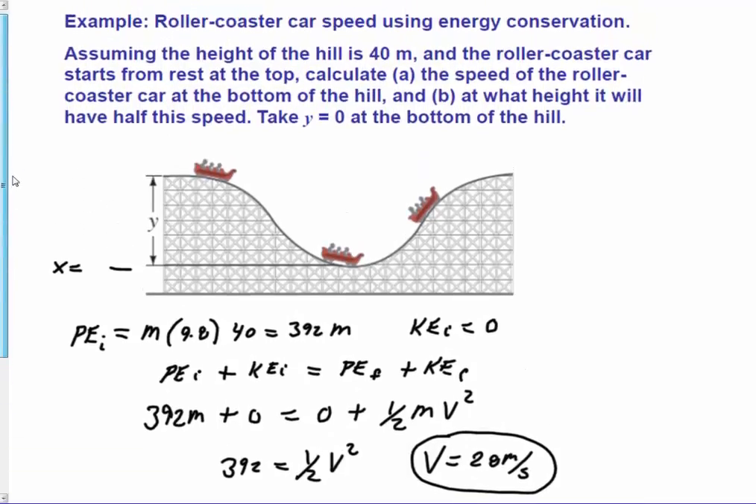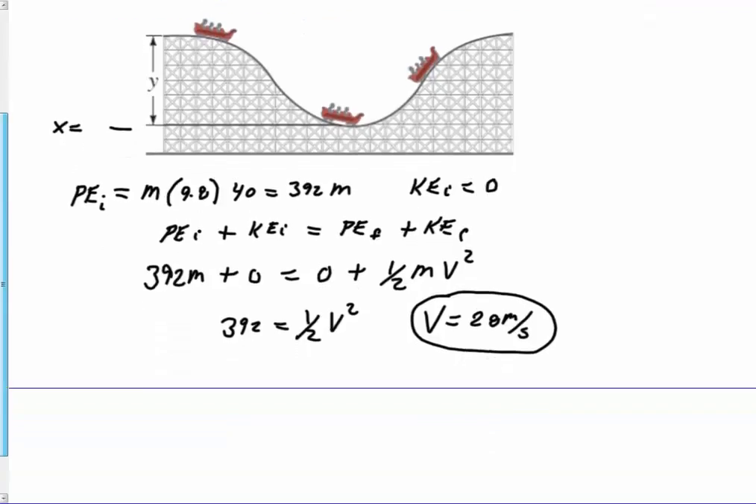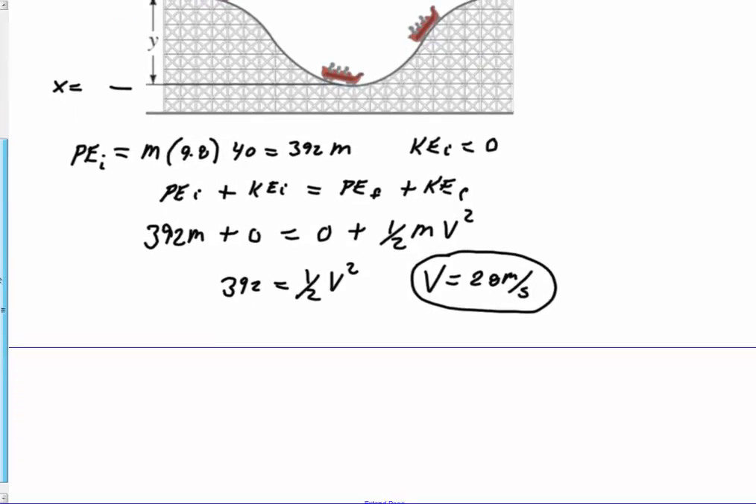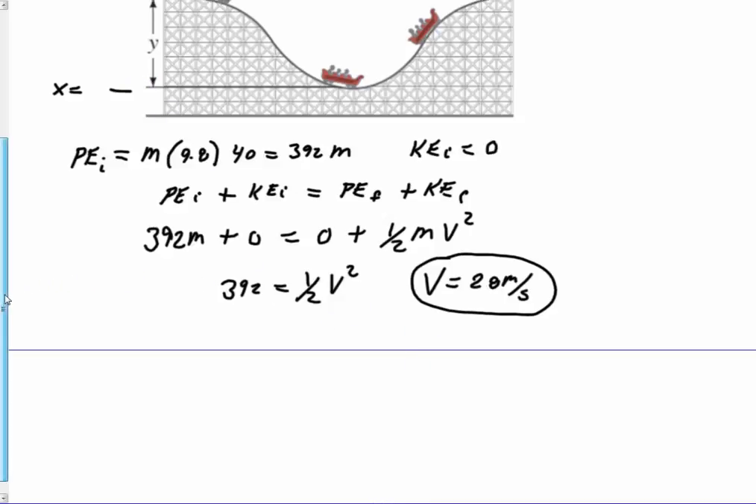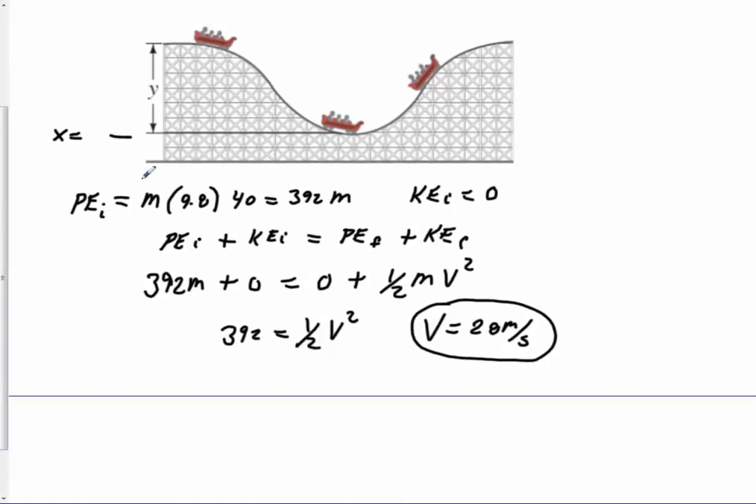Alright, this is part B. It says, at what height will it have half this speed? To find out, we go back again, we can use the conservation of mechanical energy. Actually, let's do it this way. We'll still let this be our 0. We'll just say we're going to find a point up here where the velocity is going to be 1/2.